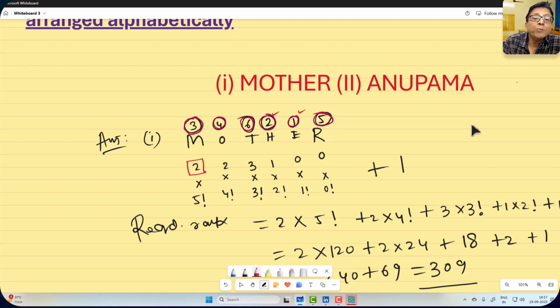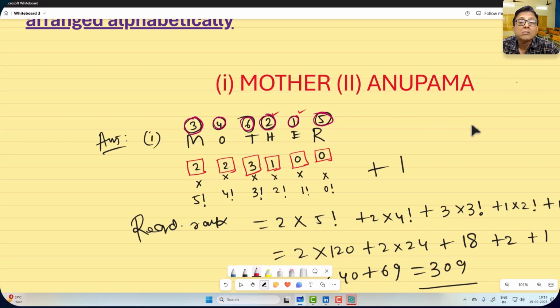On the right side of O, 4 and 2 and 1 have rank less than that. So it will be 2. And T, 6. Rank of what? Letter T is 6. And 3 letters are there. So it will be 3. This one, it will be 1. This one will be 0. On the right side of R, it will be 0 again.